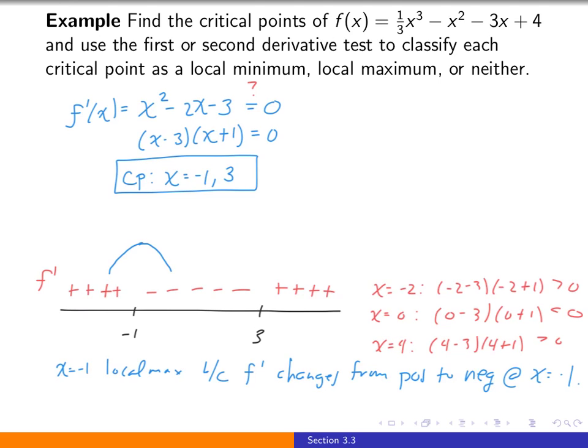For the second critical point 3, we see that we go from decreasing to increasing at our critical point. So x equals 3 is a local minimum, and we'll just say by the first derivative test. And oftentimes we will just abbreviate f dt for the first derivative test, s dt for the second derivative test. So let's go ahead and apply the second derivative test to this function in these critical points as well.